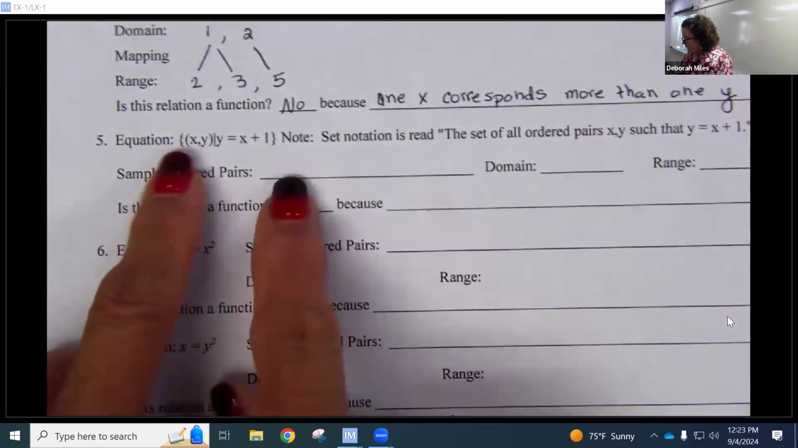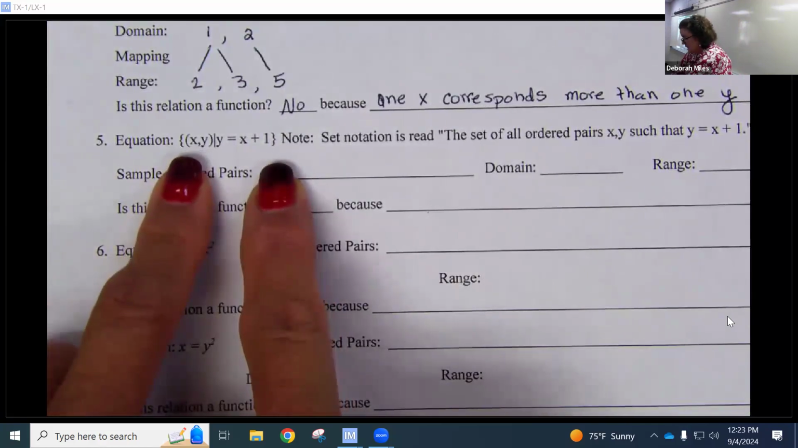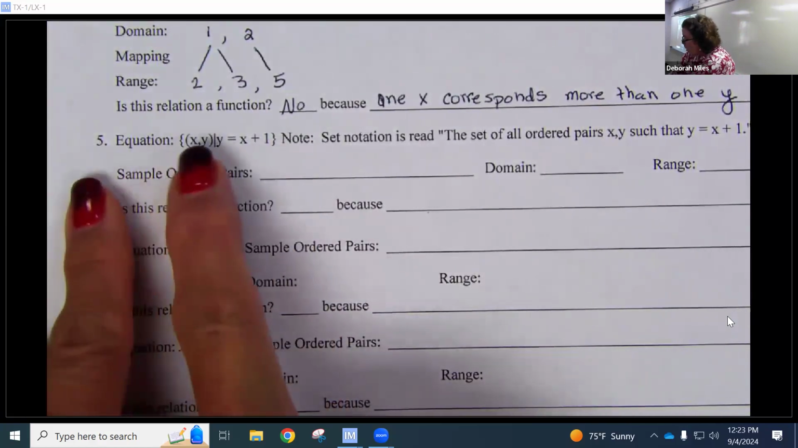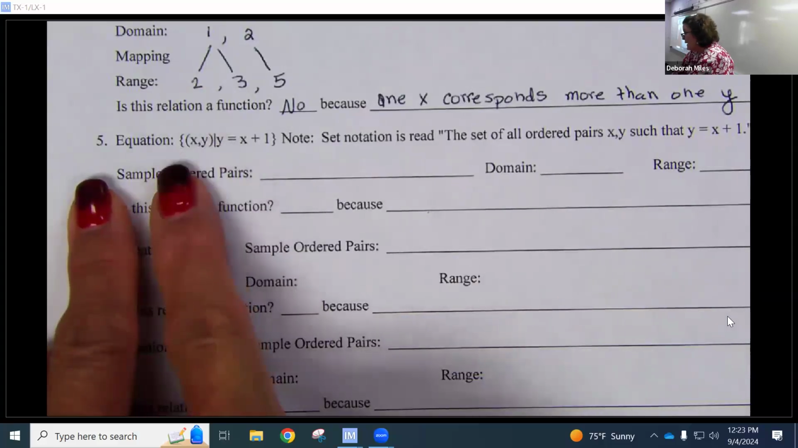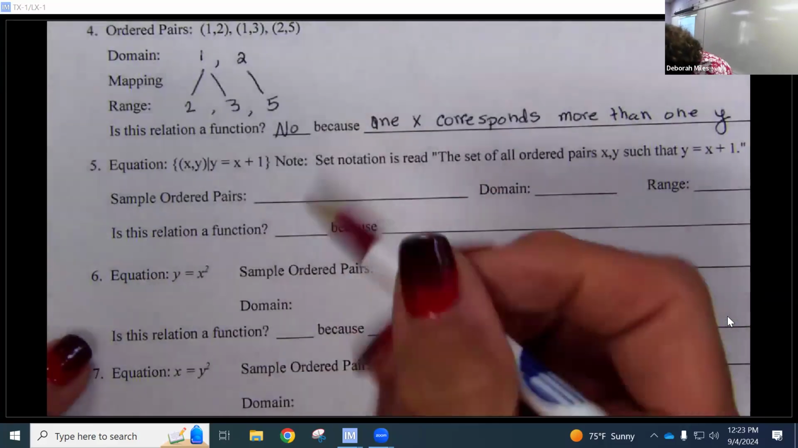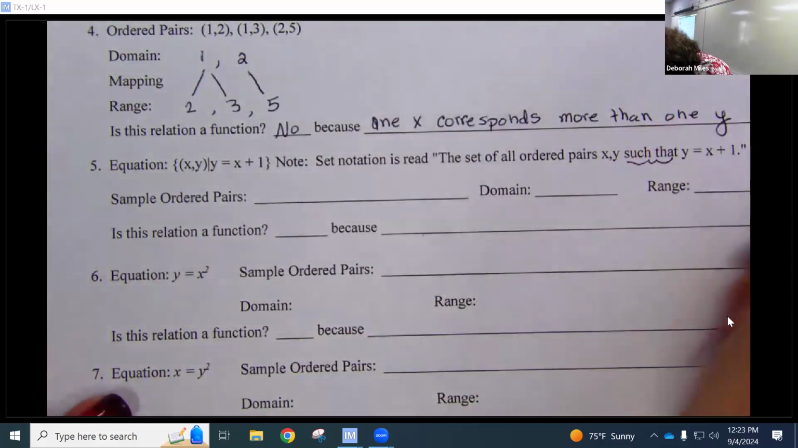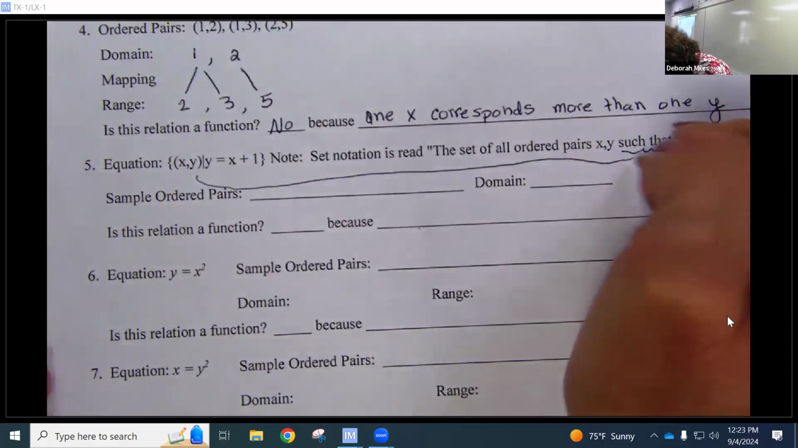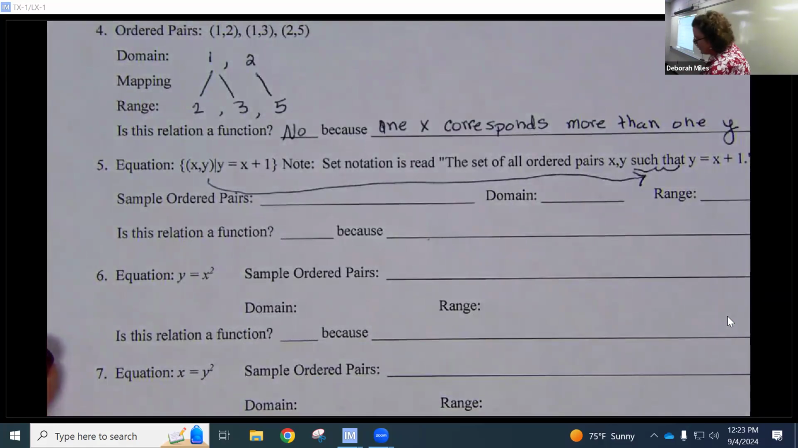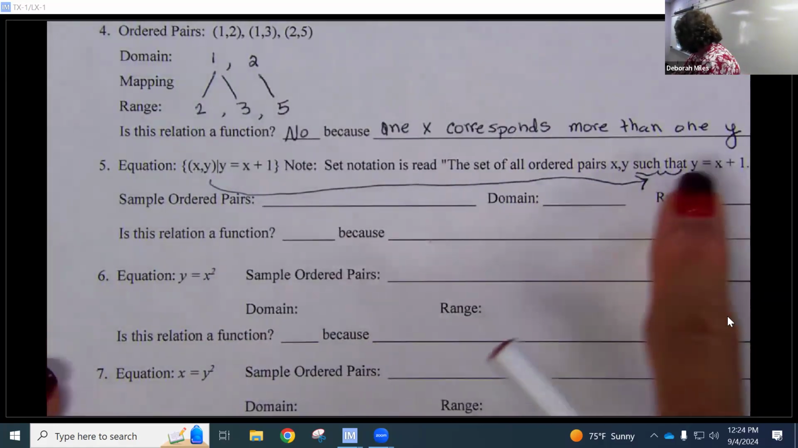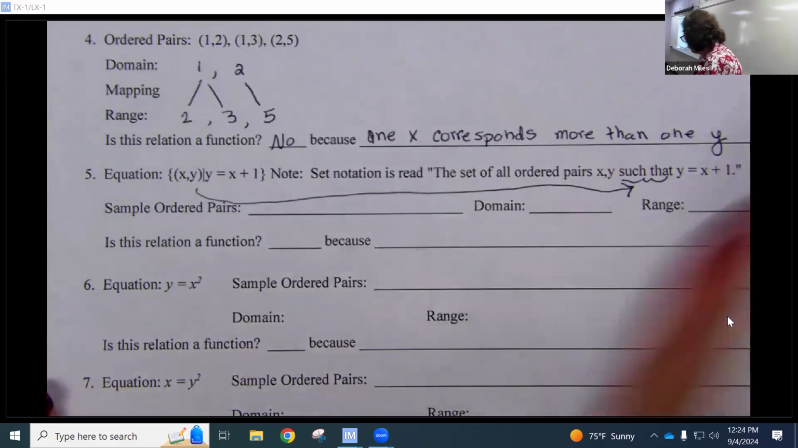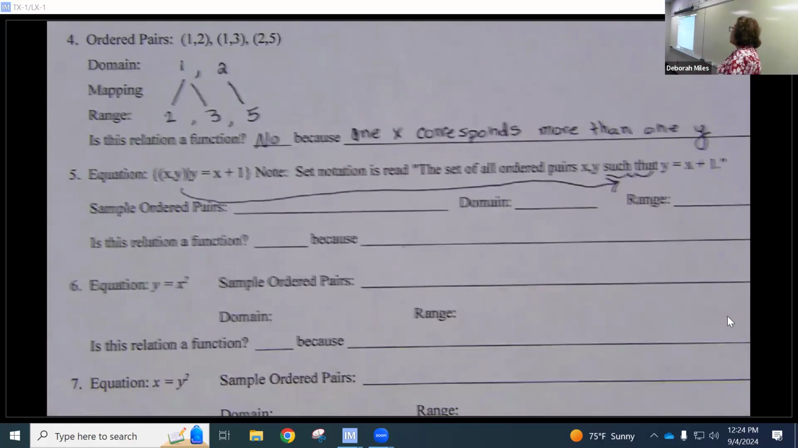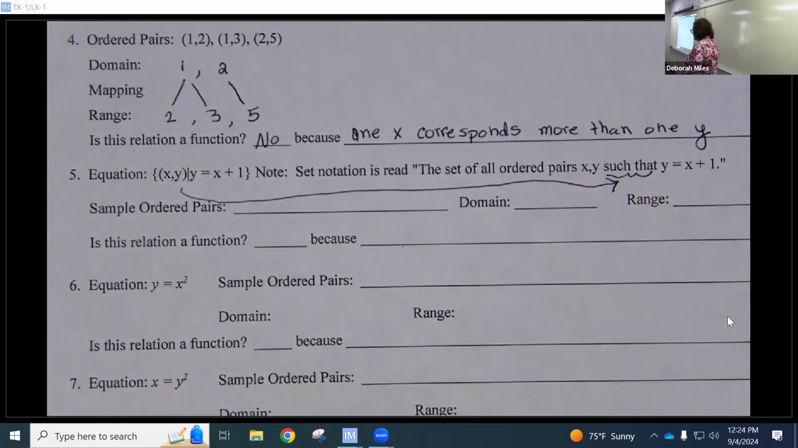The braces indicate a set. This is a set of ordered pairs of the form x comma y. This vertical line is in set notation. It's my "such that." All the ordered pairs such that the y is the x plus 1. For all the ordered pairs where the y is 1 bigger than the x. Somebody give me an ordered pair where the y is 1 bigger than the x.